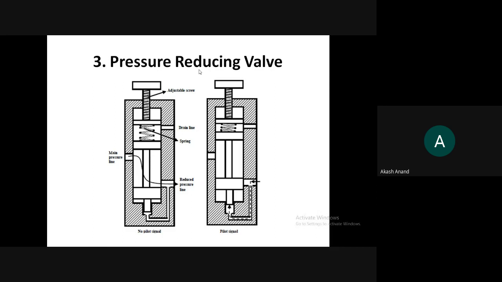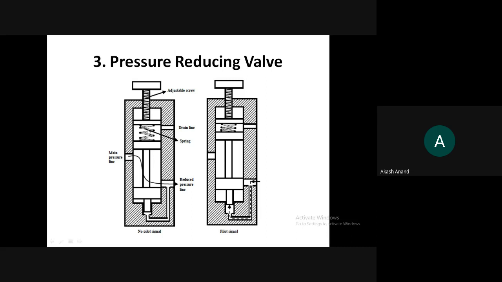So coming on to the working, this type of valve is actuated by the downstream pressure and tends to close when this pressure is reaching the valve setting. Okay. And in this valve, a spring-loaded spool is used to control the downstream pressure. We already know that this valve arrangement is always connected to a downstream position.